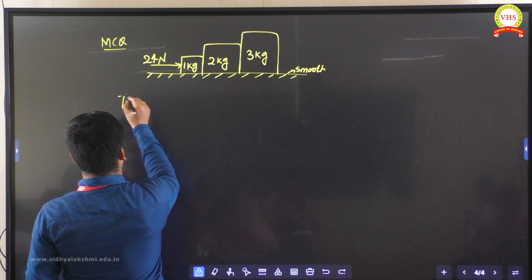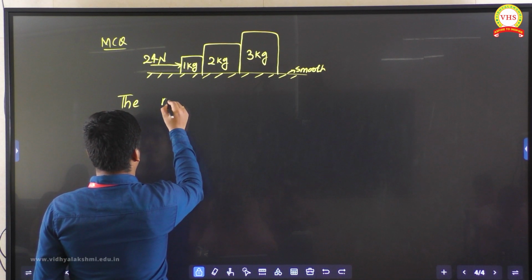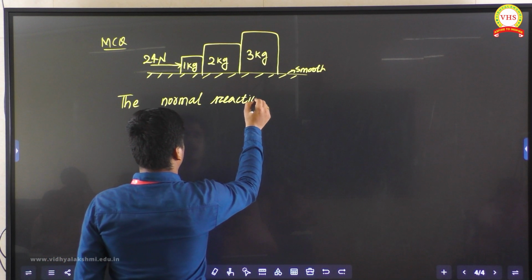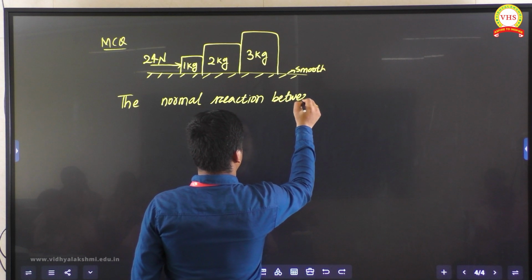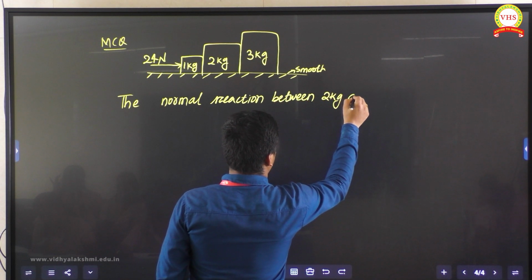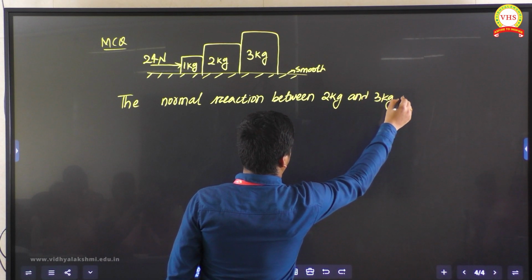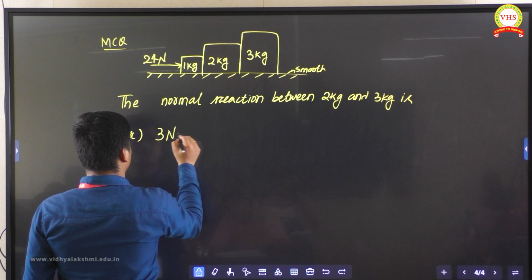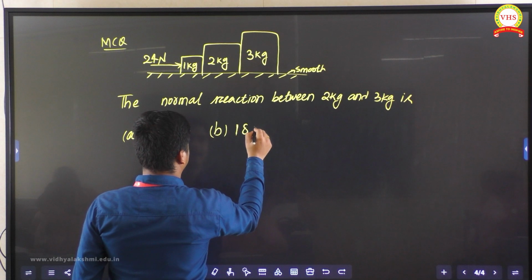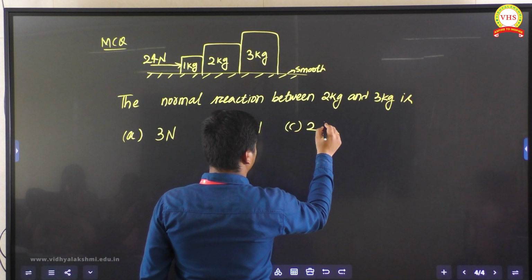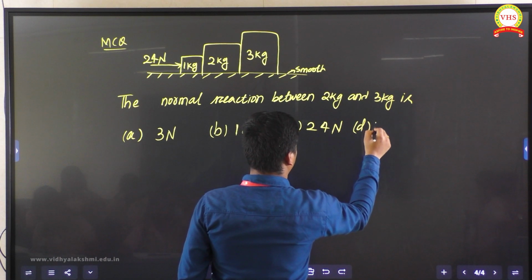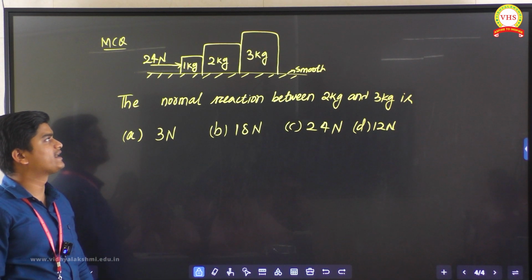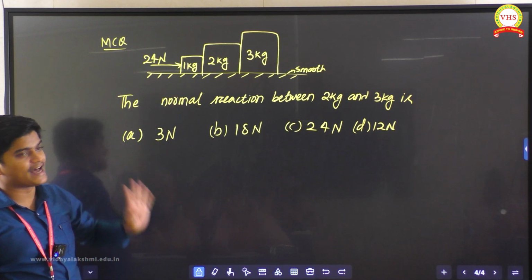Now here asking the normal reaction between 2 kg and 3 kg. Between 2 kg and 3 kg is how much? Option A 3 Newton, option B 18 Newton, option C 24 Newton, option D 12 Newton. Now say, what can be answer? Between 2 kg, 3 kg they asked.